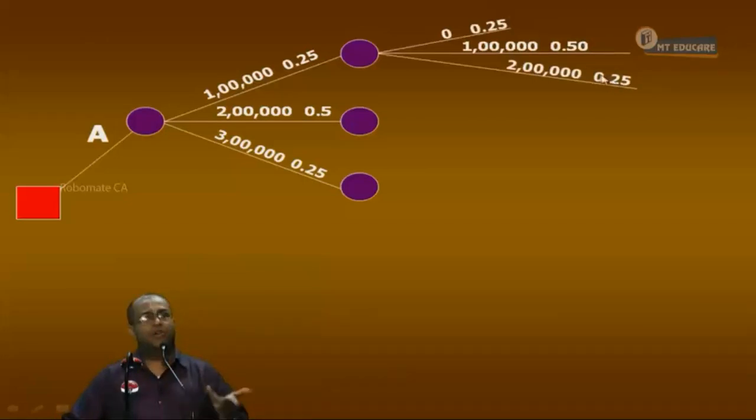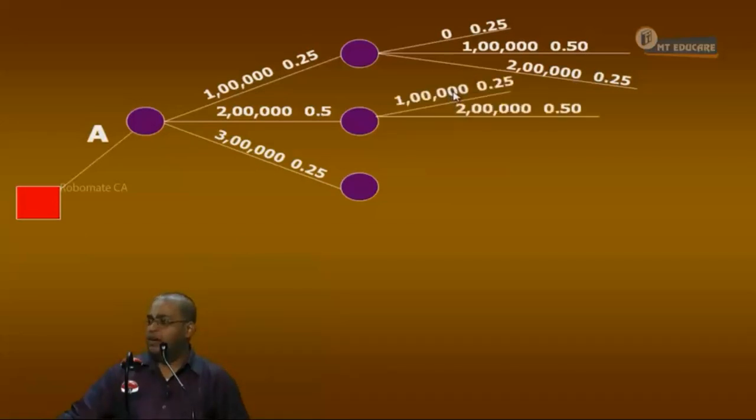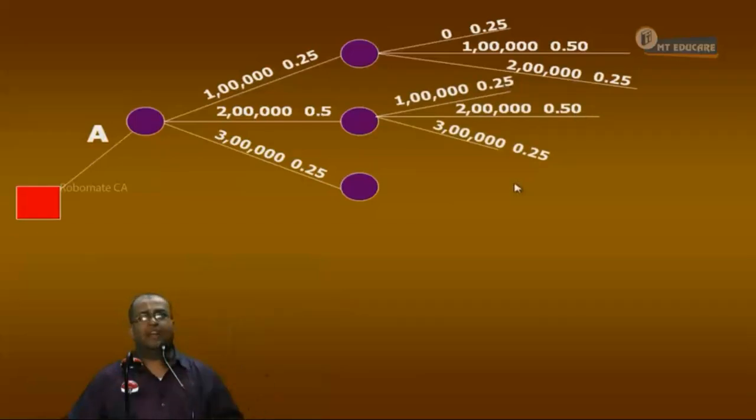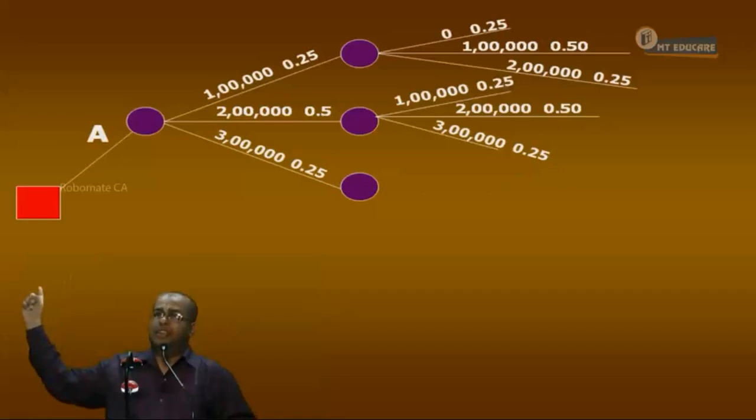Yes or no? Now, first year cash flow is 2 lakhs. Now, second year maybe 1 lakh or 2 lakh or 3 lakhs with a probability of 0.25, 0.5 and then 0.25. Accept or not? Are you able to read the slides, numbers?